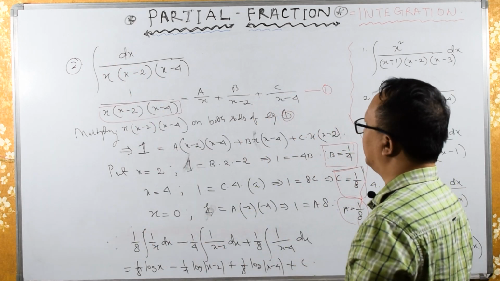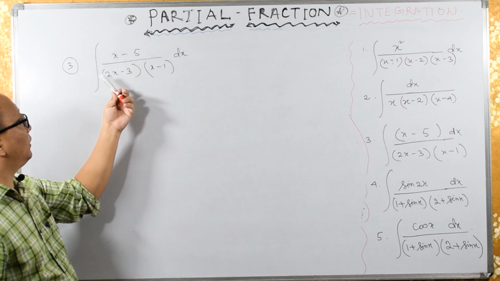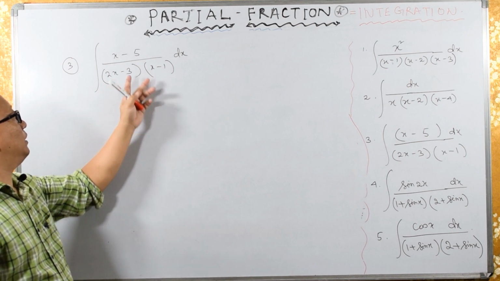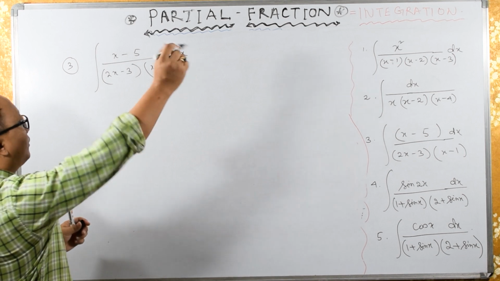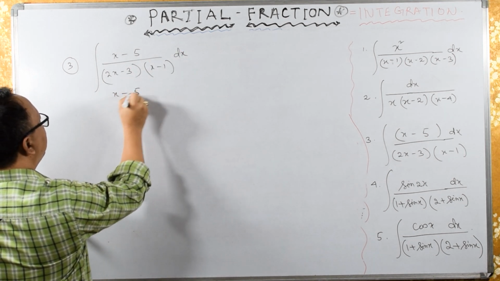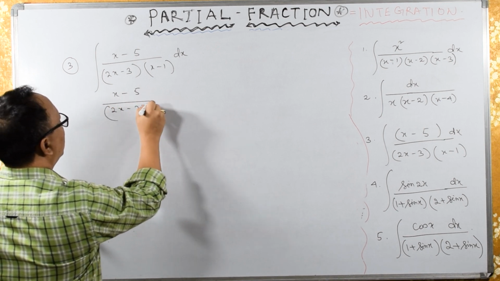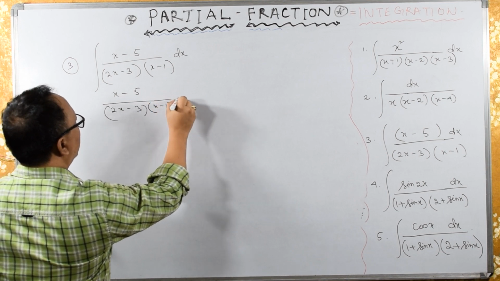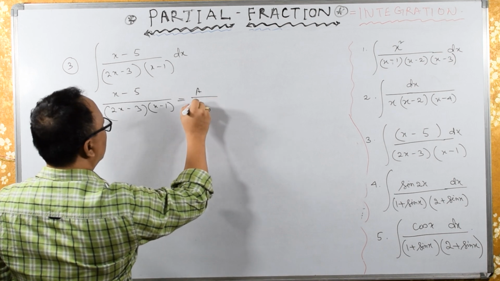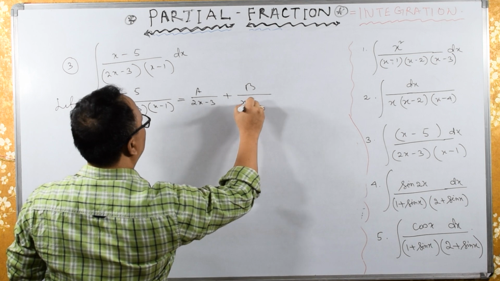Now over here, the denominator is of degree 2 and the degree of the numerator is 1, so this is linear. Let's solve it, a fraction might come. Let's consider x minus 5 upon 2x minus 3 into x minus 1 equals, let, a upon 2x minus 3 plus b upon x minus 1.